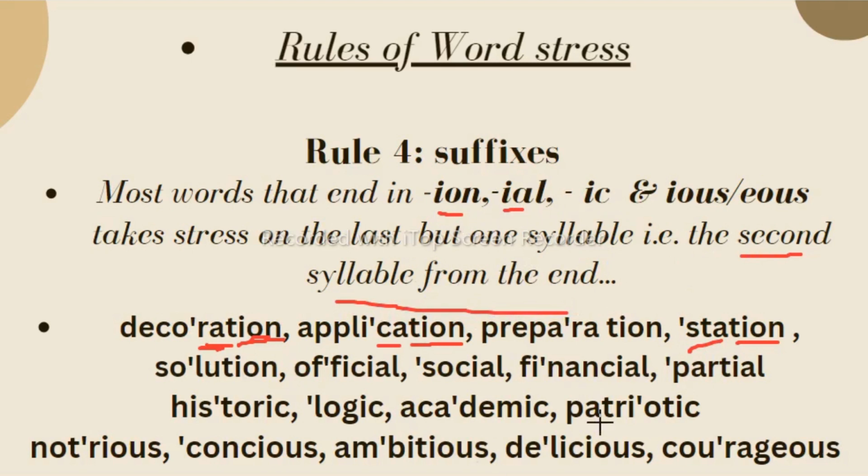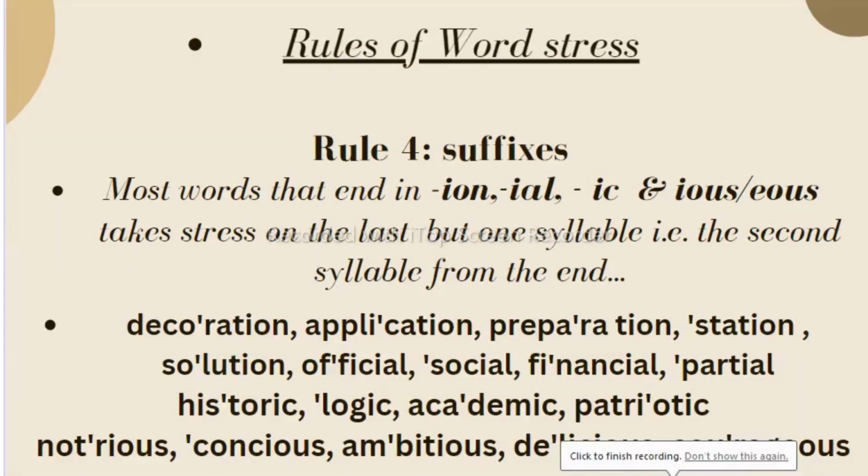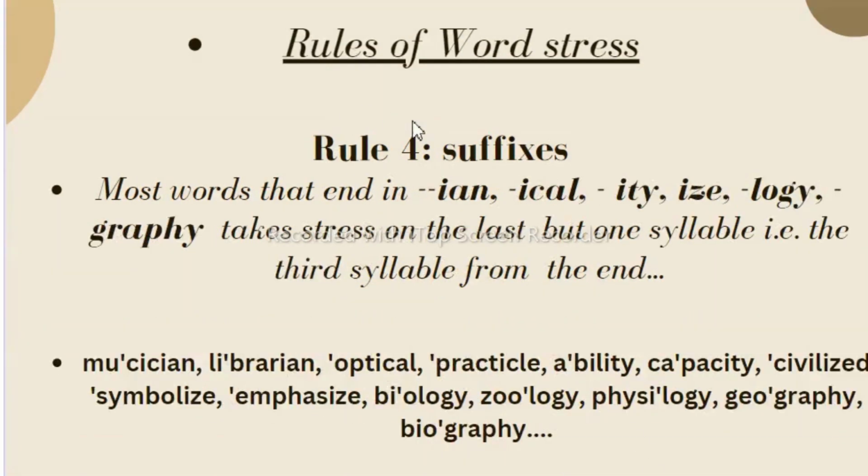As you can see here, there are more words like delicious, courageous, and here also, this is the last syllable, and this is the second last syllable. Patriotic, these all are the syllables. Now let us see some more suffixes, which are different: -ian, -ical, -ify, -ize, and -logy.